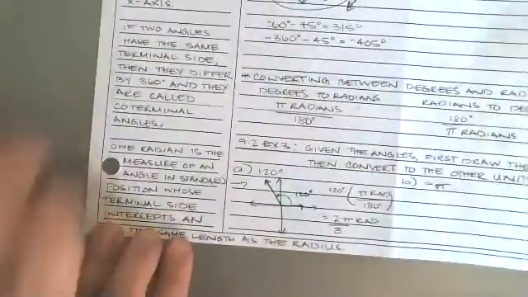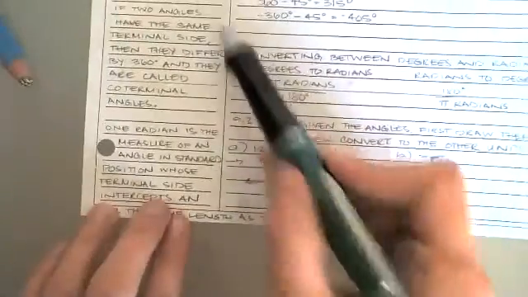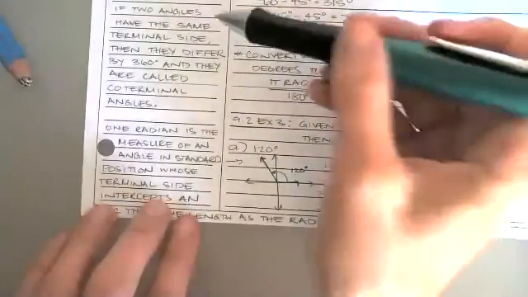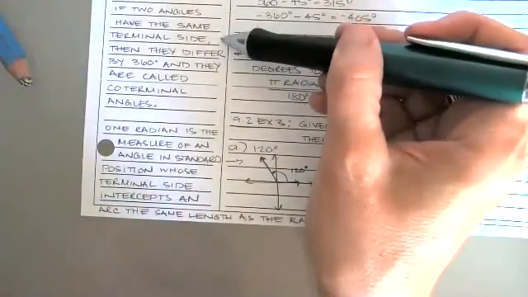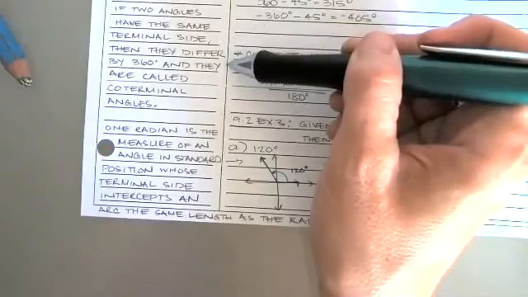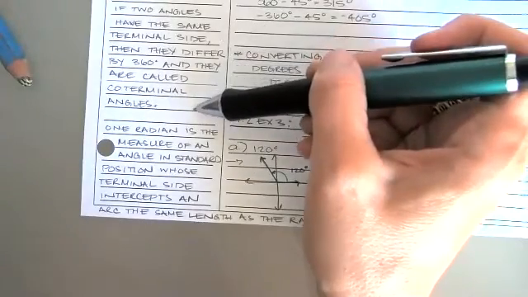All right, so the next thing I wanted to tell you is this definition here. If 2 angles have the same terminal side, then they differ by a multiple of 360 degrees, and they're called coterminal angles.